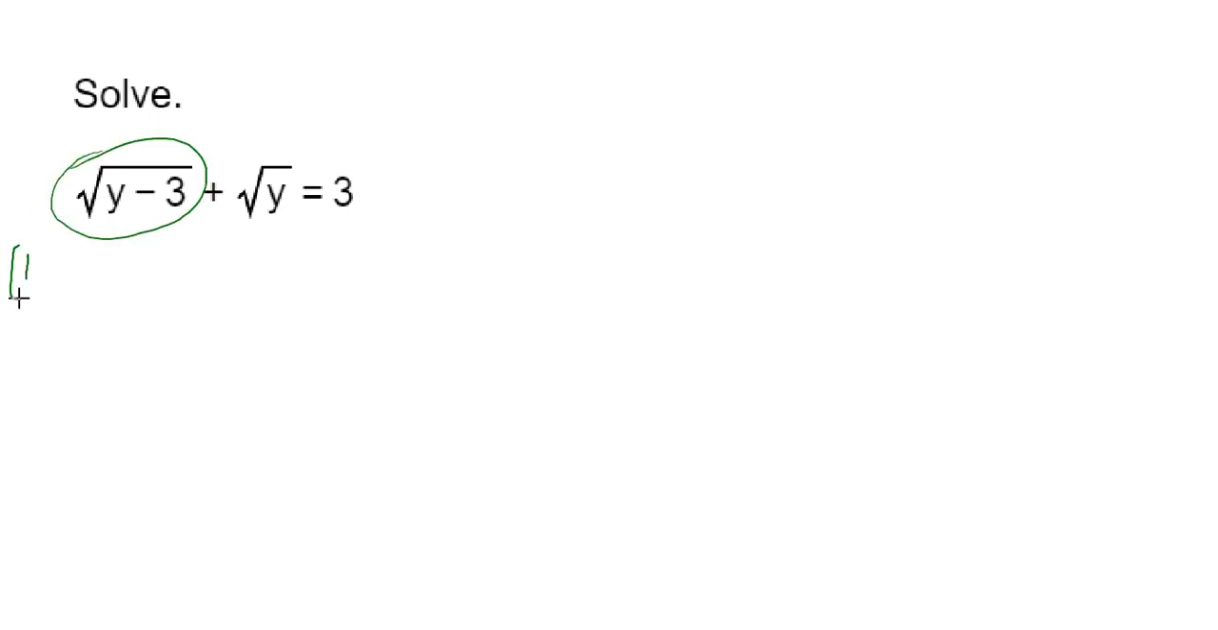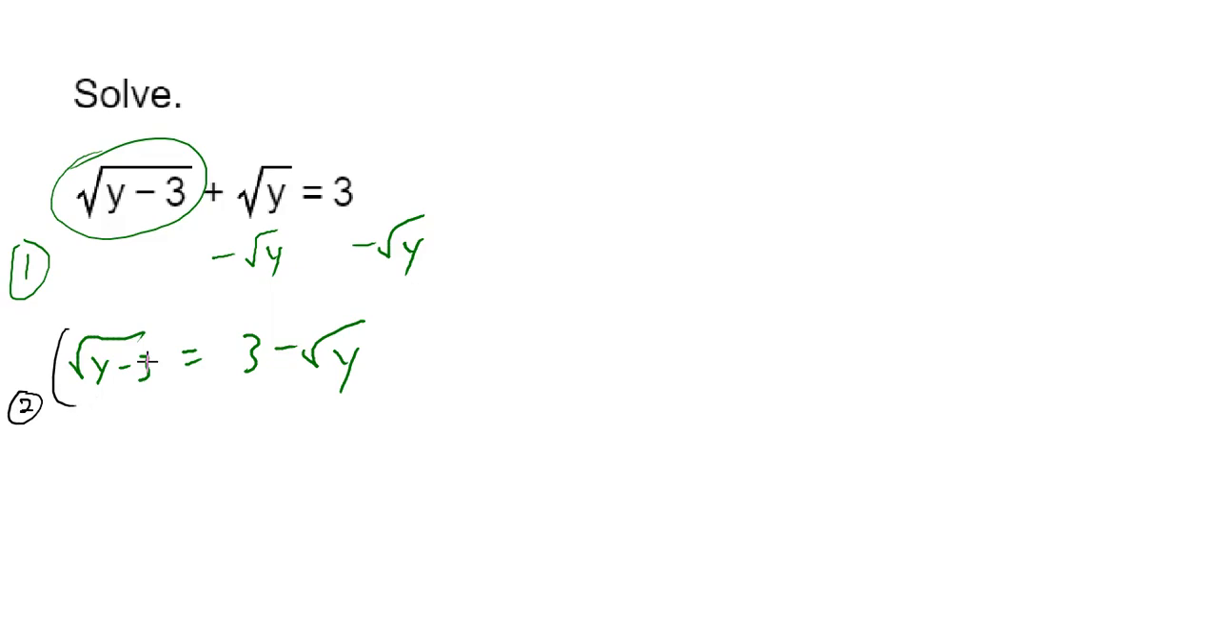So this is step one. Isolate one of the square roots by subtracting this square root to the other side. And so I'll get the square root of y minus 3 equals 3 minus the square root of y. So I've isolated one of my square roots. Then, step 2, I'm going to square both sides. So I square the entire left-hand side, square the entire right-hand side. That power of 2, in this case, directly cancels out that square root. So you'll get y minus 3 on the left-hand side.